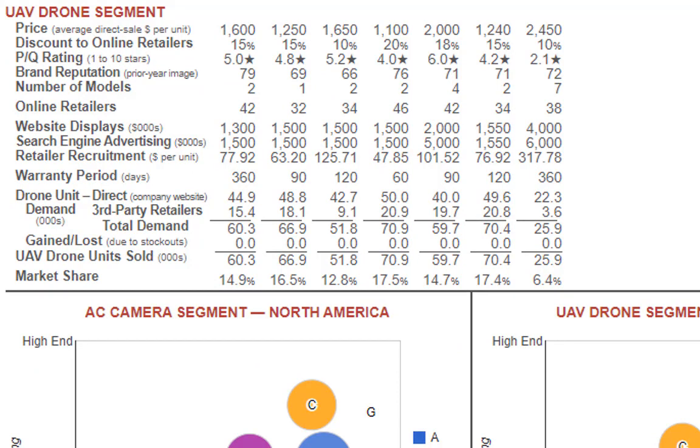So price again. Company G has a $2,400 price with a PQ rating of 2.1, by far the lowest PQ rating, and they have the highest price. Clearly, that doesn't make any sense. If they're going to have a PQ rating of 2.1, the price better be around $800, right?